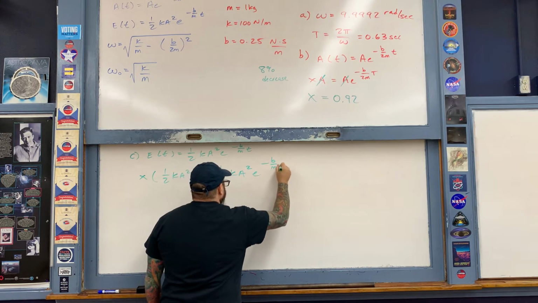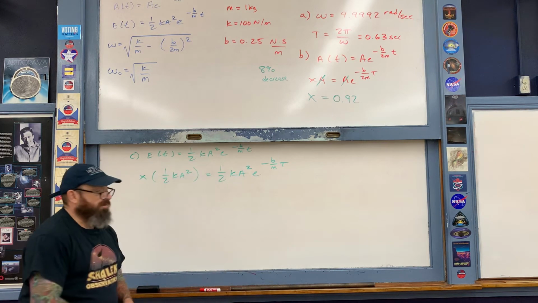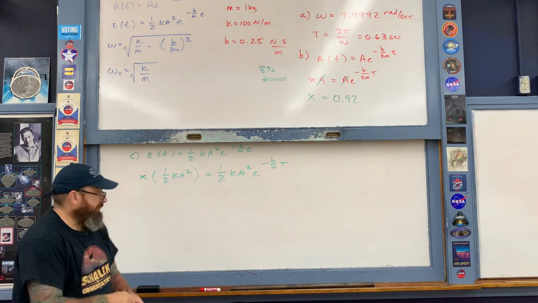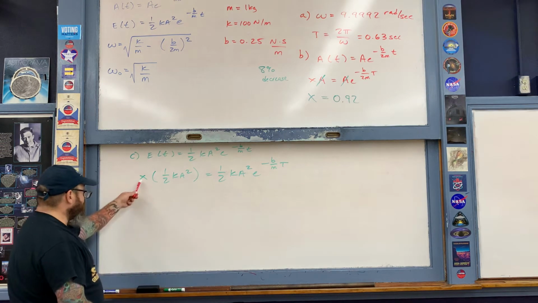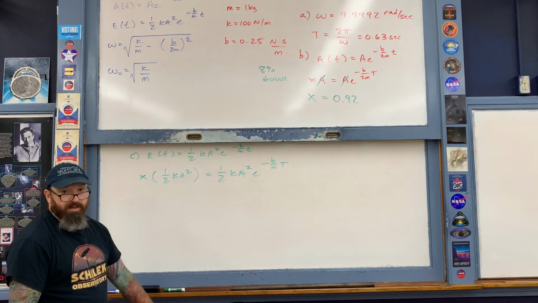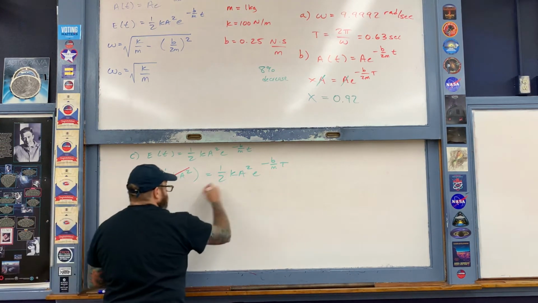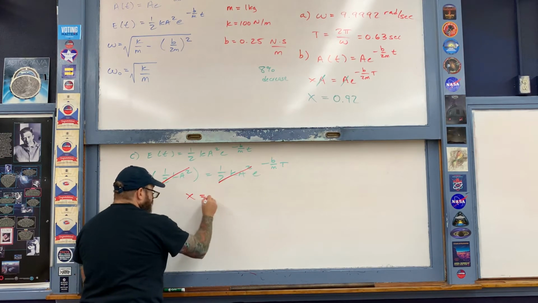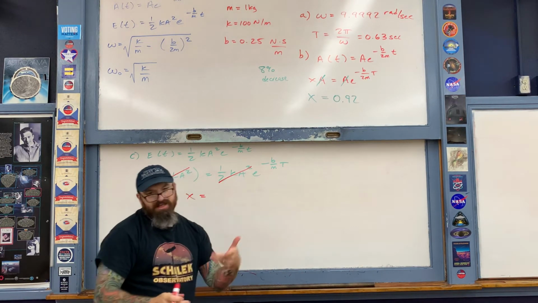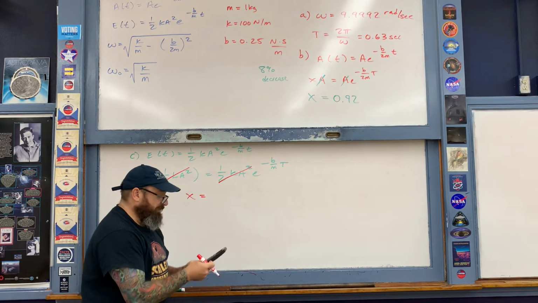So take a look at what I'm writing here on the right-hand side first. Notice that I set the time equal to the period, capital T, and therefore we have some percentage of the original energy after one oscillation has gone by. Okay, let's go ahead and cancel out this term, and now just plug in and get this number for x. It's going to be slightly different than what we did earlier for part B.